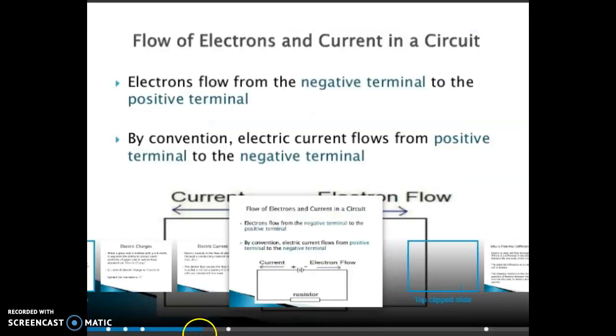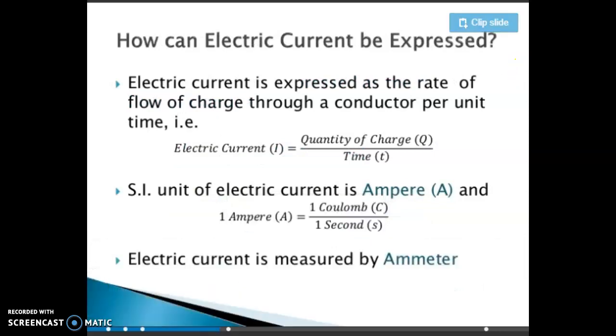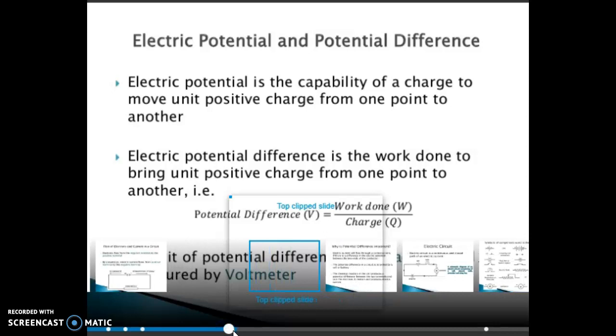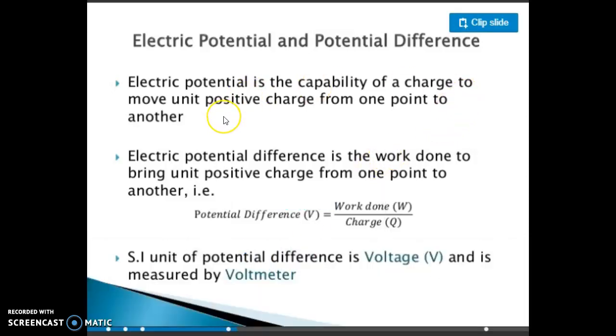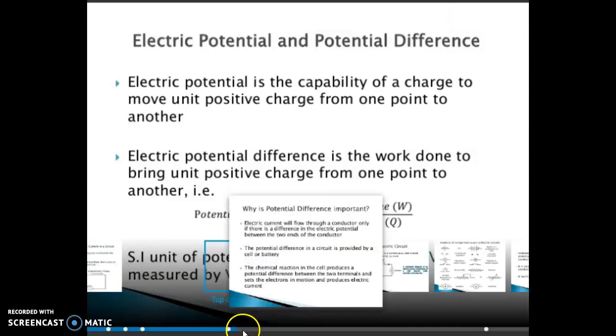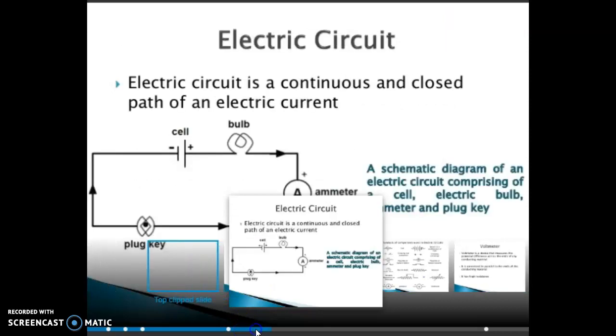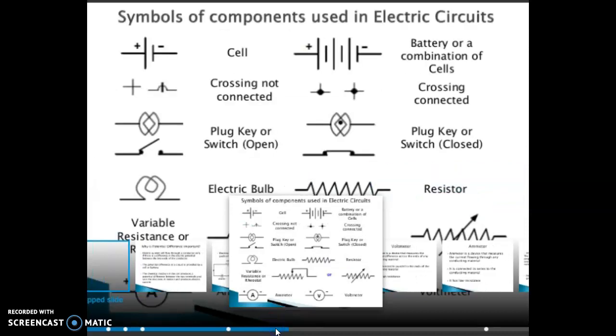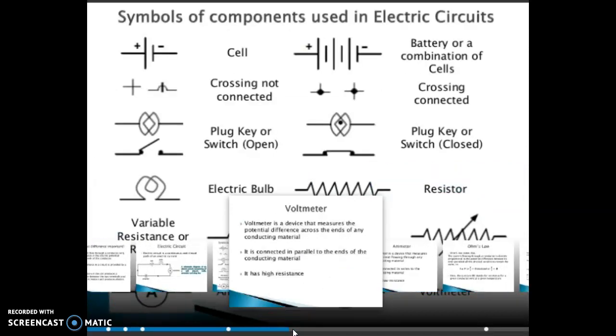Then how can we express current? Current is equal to charge upon time, I equal to Q upon T. Then next is potential and potential difference. It is the capability of a charge to move a unit positive charge from one point to another. It is equal to work done upon charge. Its unit is volt and it is measured by voltmeter. It is important to make the flow of current in the circuit. Electric circuit, various symbols used.